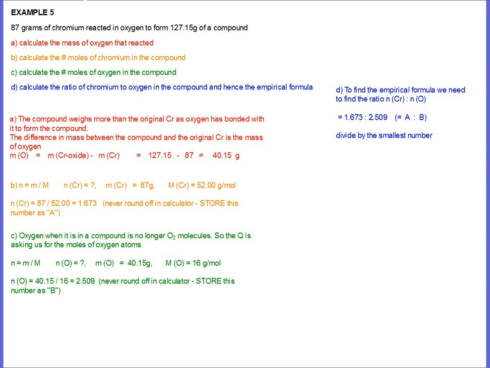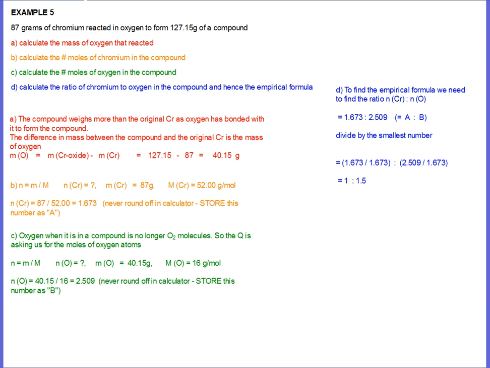And just like before, we can divide by the smallest number to find that ratio. The smallest number in this case is 1.673, so I'm actually going to be doing A divided by A, which is 1 in my calculator, and B divided by A in my calculator to give me these numbers. When I do that, I get the ratio of 1 to 1.5. And that's not what we normally see in a chemical formula. We don't see a formula like chromium 1, oxygen 1.5. We know they've got to be simple whole number ratios.